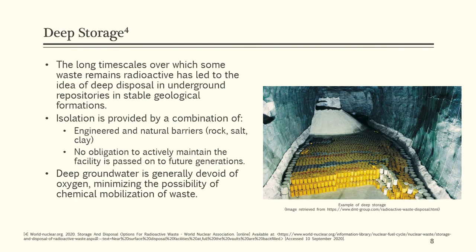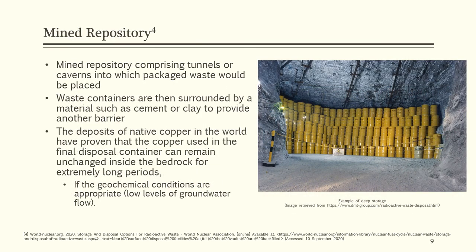Deep groundwater is generally devoid of oxygen, and this minimizes the possibility of chemical mobilization of the waste. In the image on the right, you can see an example of deep storage. You see hundreds of these nuclear waste barrels. One example of deep storage is the mine repository, comprising tunnels or caverns where the packaged waste would be placed, as you can see here.